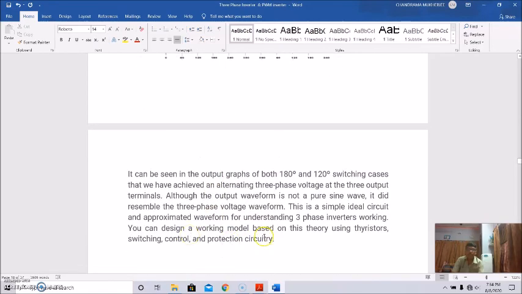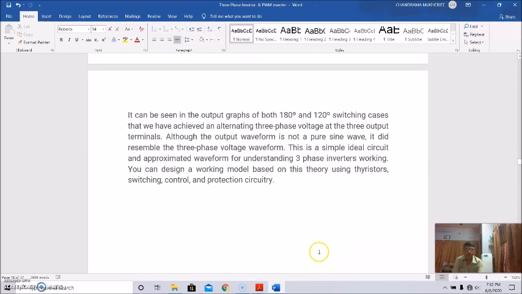It can be seen in the output graphs for both 180 degree and 120 degree switching cases that we have achieved an alternating three-phase voltage at the three output terminals. Although the output waveform is not a pure sine wave, it resembles the three-phase voltage waveform. So this is a simple ideal circuit and approximated waveform for understanding three-phase inverter working. You can also design a working model based on this theory using thyristors, switching, control, and protection circuitry.